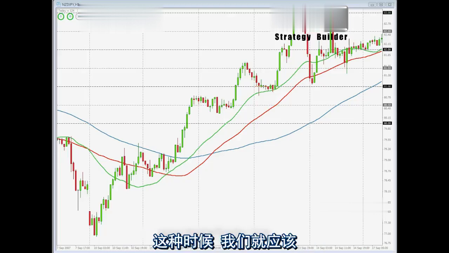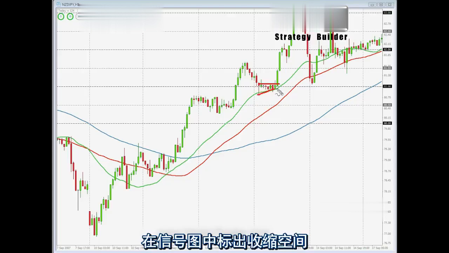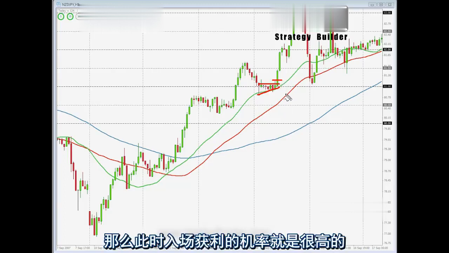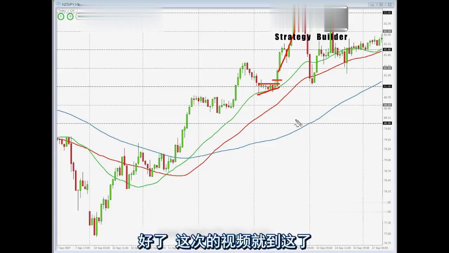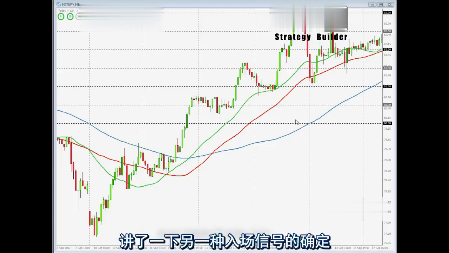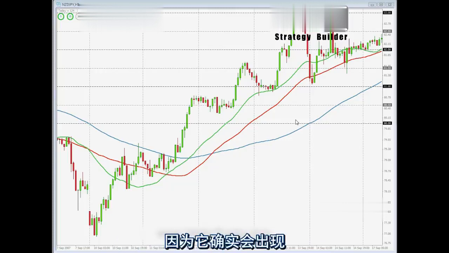Well, in that case, in the trigger chart, as I was just mentioning, you want to mark the congestion area, and as the congestion area gives way, in the trigger chart, it's a reasonably safe bet that the new swing is about to spring off. All right guys, that's all for this video. Just another type of entry. I wanted to mention this type of setup because they do happen.